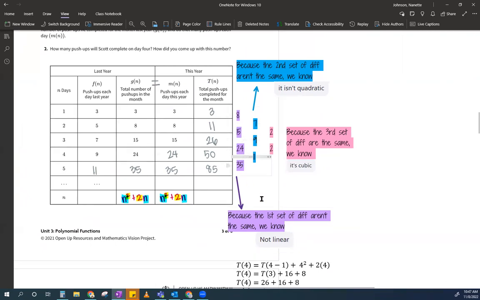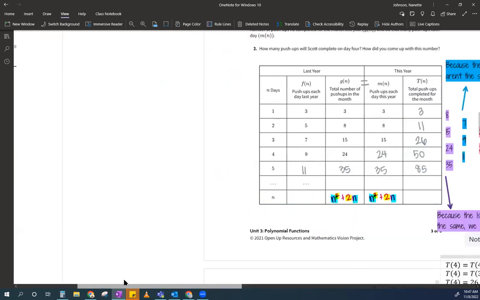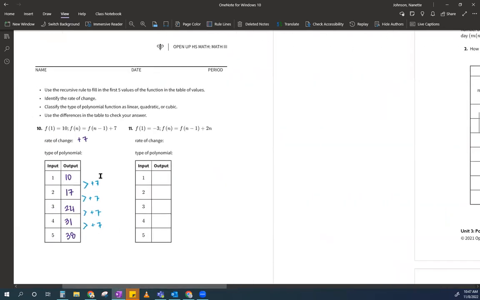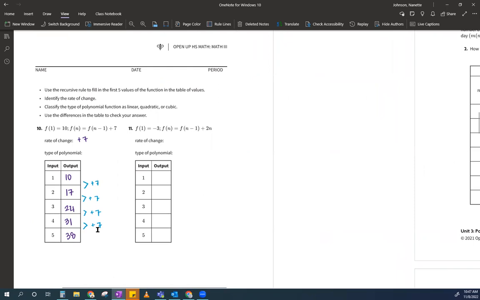So if they are the same, it's linear. So I'm going to say that again. Because these were different, we knew it was not linear. Because this one, our first set of differences, is all the same, we know that it's linear. So I'm going to write linear here. And I'm going to point to this because these are all the same. I'm going to highlight them. When I highlight them, I hope you get, because these are all the same, then it's linear. Okay. And then it says use the differences in the table to check your answer.